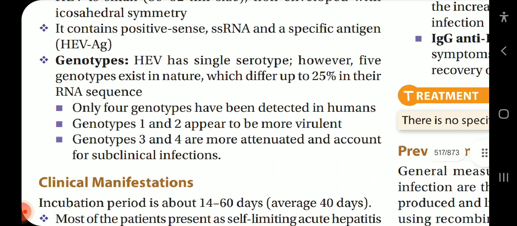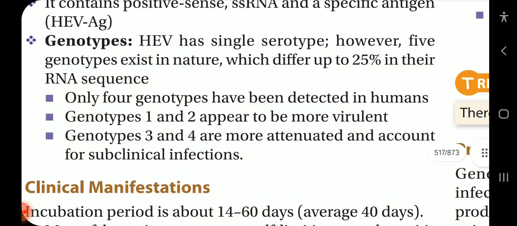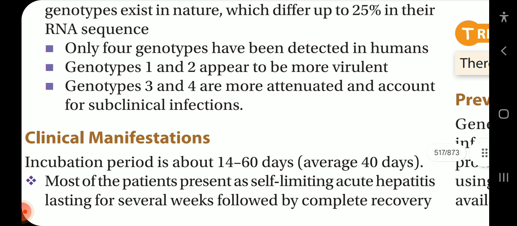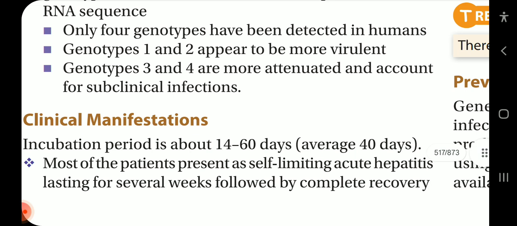Genotypes: HEV has a single serotype. However, 5 genotypes exist in nature which differ up to 25% in their RNA sequence. Only 4 genotypes have been detected in humans. Genotypes 1 and 2 appear to be more virulent. Genotypes 3 and 4 are more attenuated and account for subclinical infections.